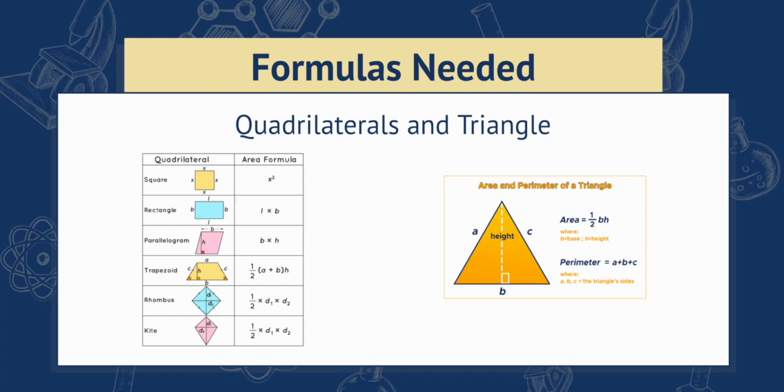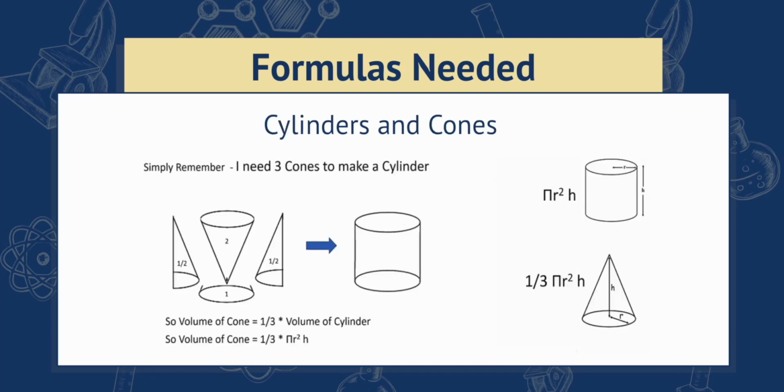And for the perimeter, just remember that it is the sum of the length or the measurements of each side that encloses the polygon. So in this case, a plus b plus c is the perimeter of a triangle. Next, we have three-dimensional shapes as well, such as cylinders and cones. So the volume of a cylinder is pi r squared height. And simply remember that you need 3 cones to make a cylinder. So a cone is 1/3 of a cylinder. So the volume of a cone is 1/3 pi r squared height.